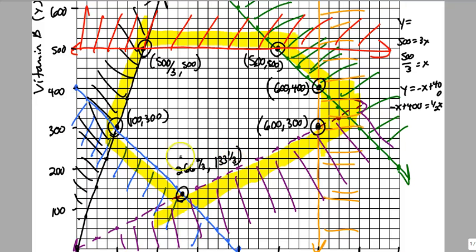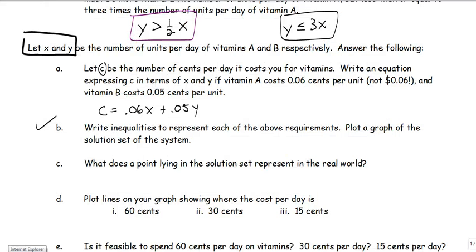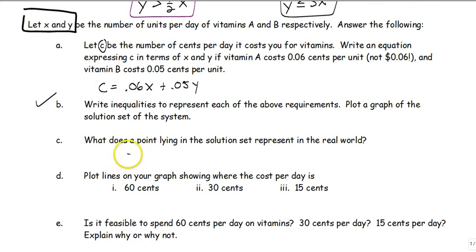So now the question on the next sheet of paper, let's finish up the next sheet. What does a point lying in the solution set represent in the real world? Well, hopefully you guys realize we were graphing vitamins, the combination of vitamins A and B.